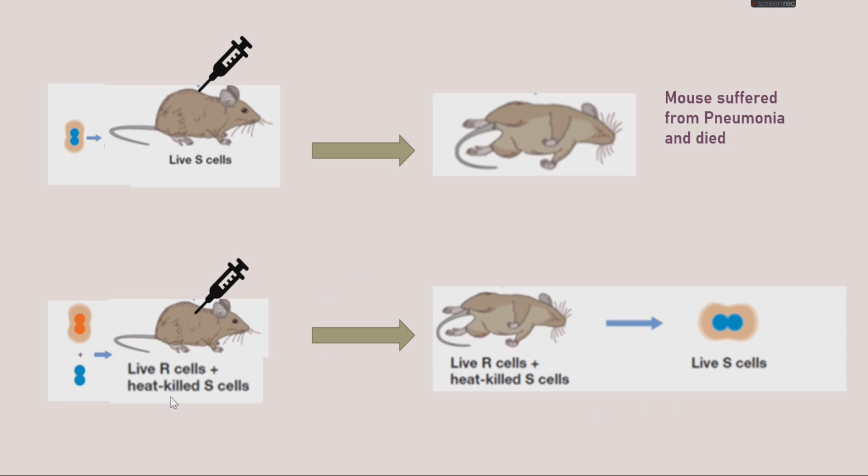Already we have seen that heat killed S bacteria is not capable of causing pneumonia to the mice. Live R bacteria is also not capable of causing pneumonia to the mice. But how did this happen? When this mixture of live R bacteria and heat killed S bacteria was injected in a mice, that mice suffered from pneumonia and after some time died. And when we isolated bacteria from this killed mice, that was of S type, live S type. How did this happen?